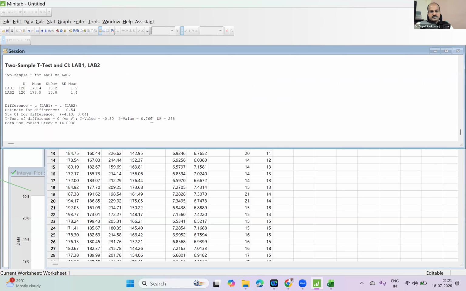Look at the p-value, 0.76. 0.76 is more than 0.05. Please understand, 0.76 is more than 5%. More than 5% means fail to reject. Whenever you are not able to reject the null, you cannot declare the factor as critical or significant or root cause.